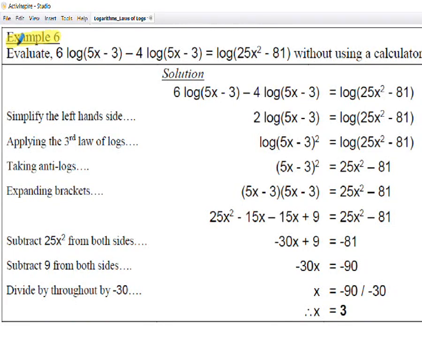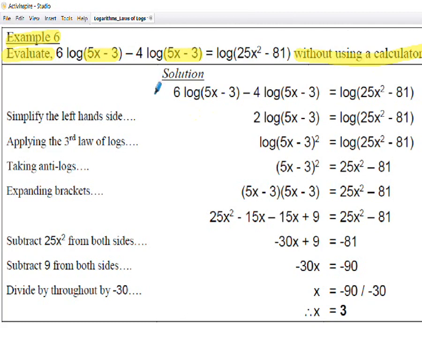Example 6 here. Again, we're asked to evaluate an expression. Now what you've got to notice here is that the left hand side actually contains two brackets that are the same. In the previous example the brackets were different, they had different terms in the brackets, but these are the same, so we can slightly simplify the solution here. So we've got to solve 6 log 5x minus 3, take away 4 log 5x minus 3 equals log 25x squared minus 81, again without using a calculator.